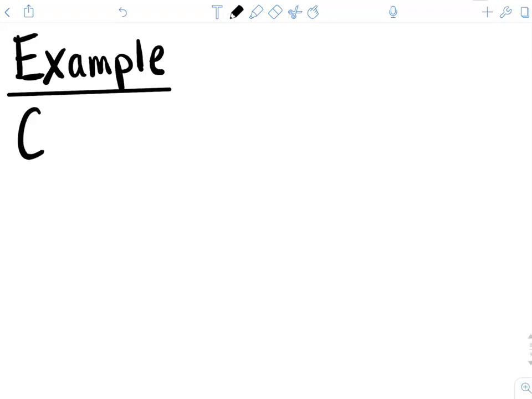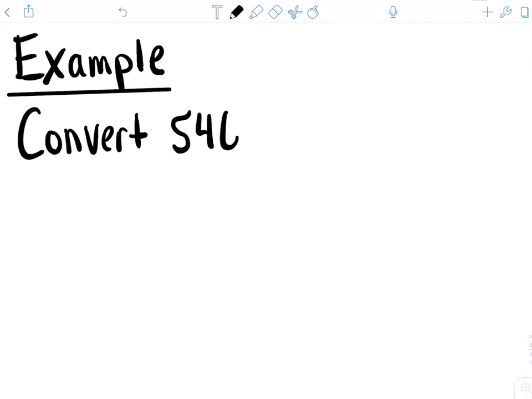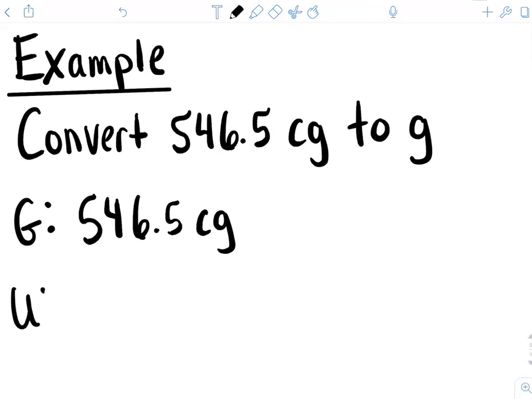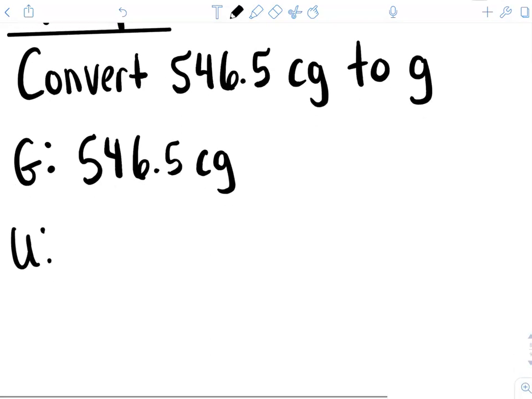So let's say we need to convert 546.5 centigrams to grams. Well, first things first, we got to figure out what we're given. In this case, we're given the 546.5 centigrams. And then our unknown, or the thing that we're trying to get to, is going to be grams. And again, we don't necessarily know how many grams it's going to be. We just know that our unit is the gram.